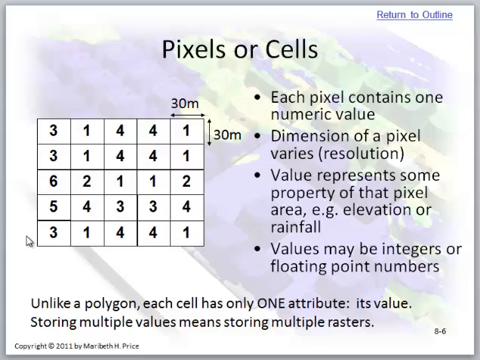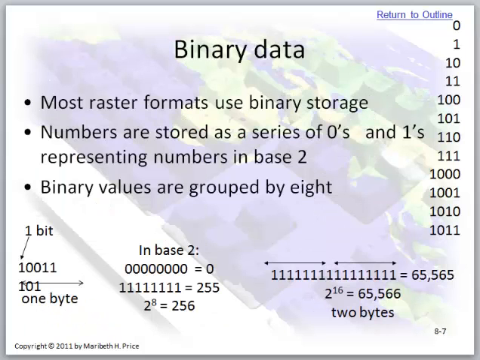Values may be integers or floating point numbers. And again, unlike a polygon, each cell only has one attribute, and that's its value. If you need to store multiple values, that means you're storing multiple rasters. I'm going to skip through this very quickly because ArcGIS does most of it for us, and there is no need at this time to belabor these points.